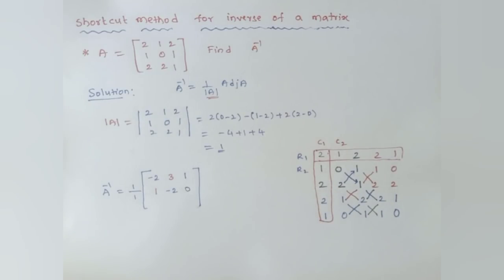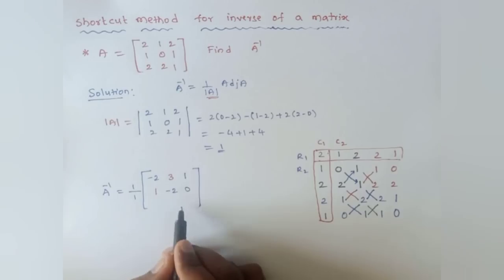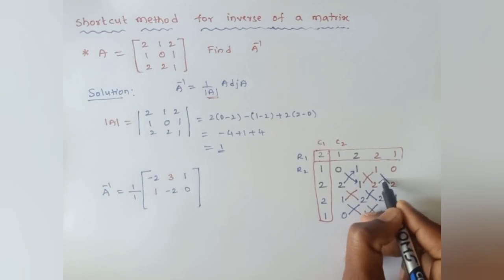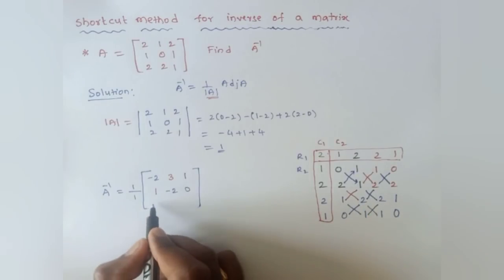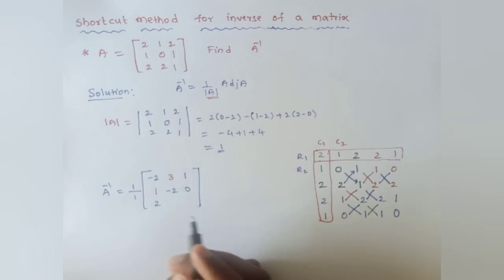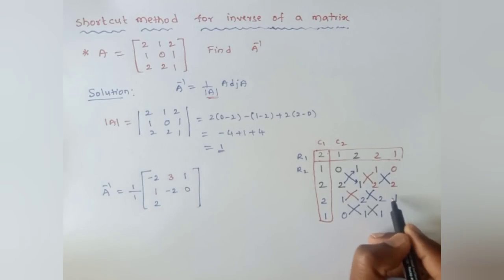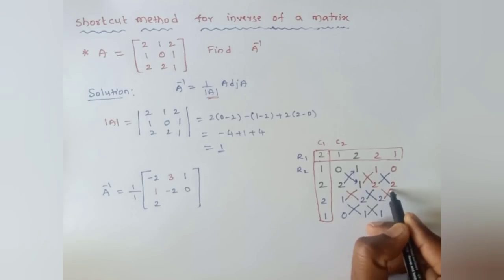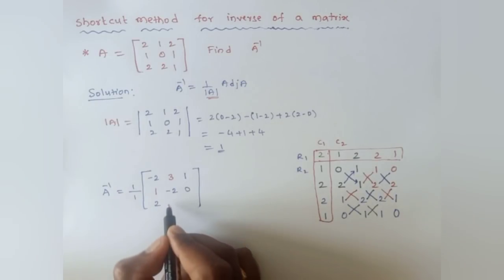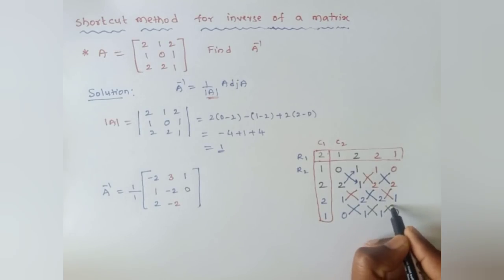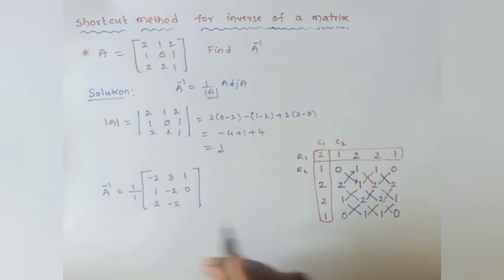Next, to get the third row elements, you need to use this column. So it is 1 into 2 minus 2 into 0, that is 2 minus 0, which means 2 only. Next, 2 into 1 minus 2 into 2, so 2 minus 4, that is minus 2. Finally, 2 into 0 minus 1 into 1, that is 0 minus 1, which is minus 1.